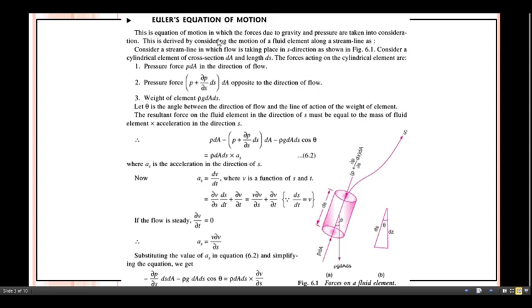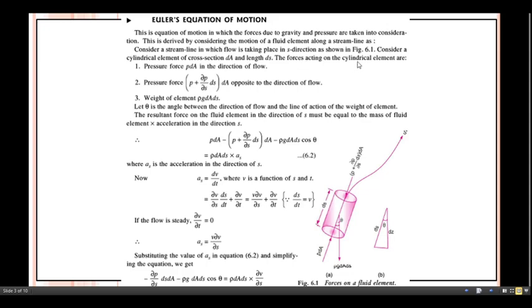This is the equation of motion in which the forces due to gravity and pressure are taken into consideration. It is derived by considering the motion of a fluid element along a streamline. Consider the streamline in which the flow is taking place in the s direction, as shown here. Now consider a cylindrical element of cross section dA and length ds.